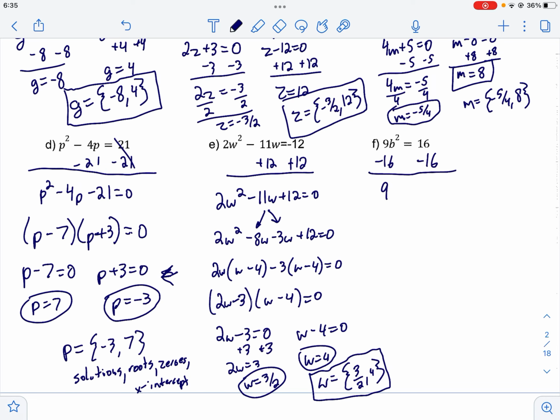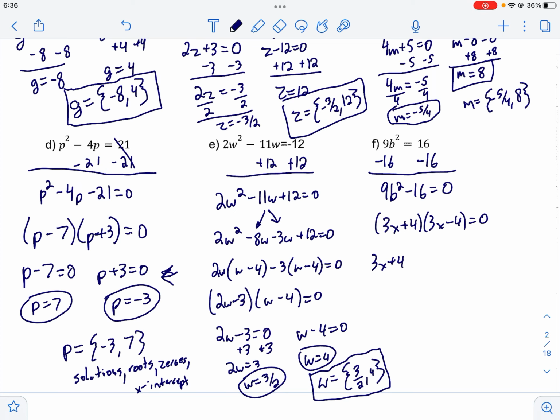Finally, for f, when we move the 16 to the other side, we'll notice that we have a binomial. In fact, we have perfect squares. If you forgot, you could use our normal factoring method, but this is a really important point from last unit that we focused a lot on. If you have a binomial difference of perfect squares, we can just quickly factor to find 3x plus 4 and 3x minus 4.